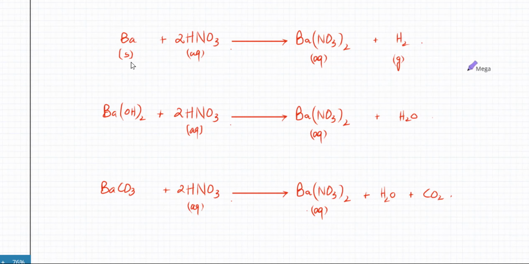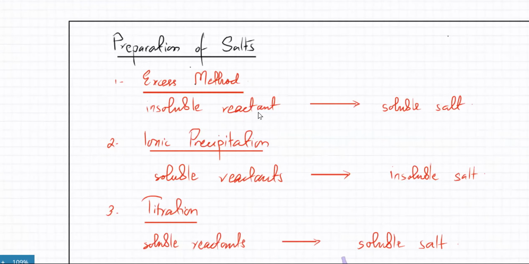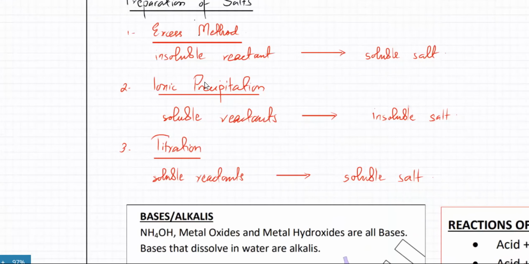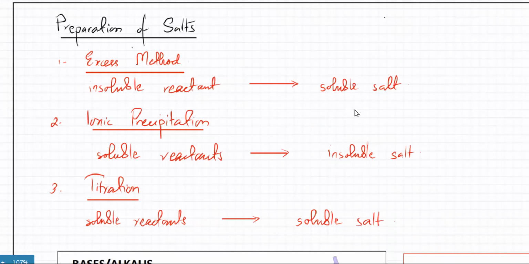The rule is, the method you use for preparing the salt, that's going to be the excess method for the first one. Okay? Because whenever, the rule, we wrote the rules at the start, where did we write them? Here. The rule was, whenever there's an insoluble reactant and the salt that you're trying to make is a soluble salt, that's going to be the excess method.